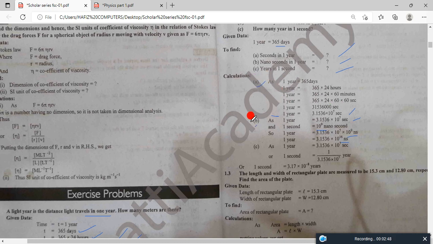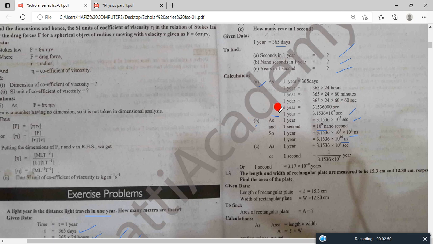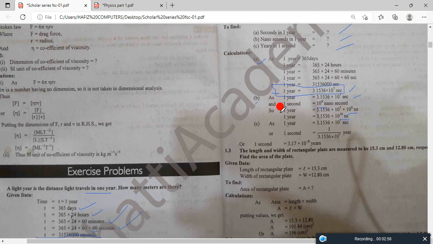This was already calculated in the previous numerical, but we have seen this again, how to calculate seconds in a year. Then, how many nanoseconds does 1 year contain? We know the seconds in a year, so we will simply multiply it by 10^9 to get the nanoseconds in 1 year.